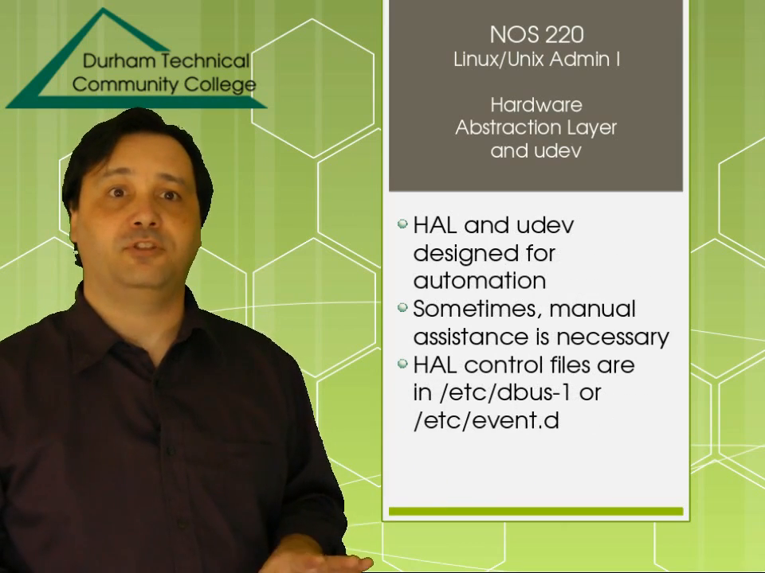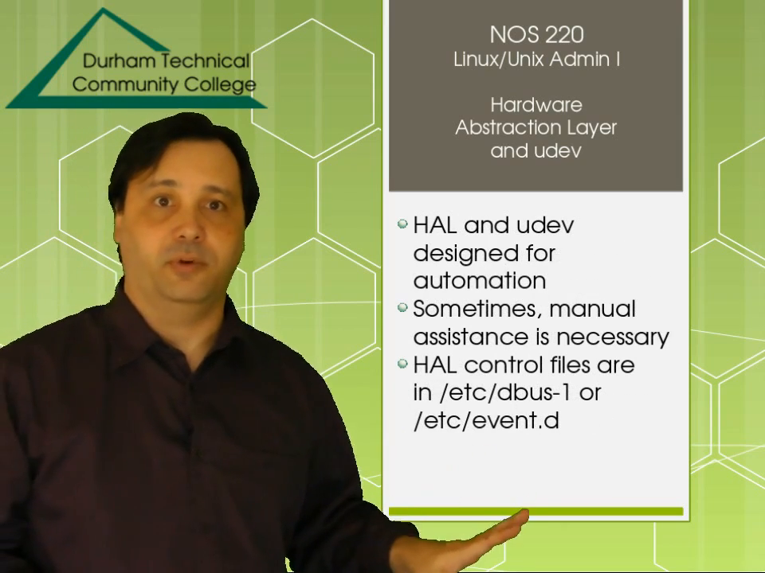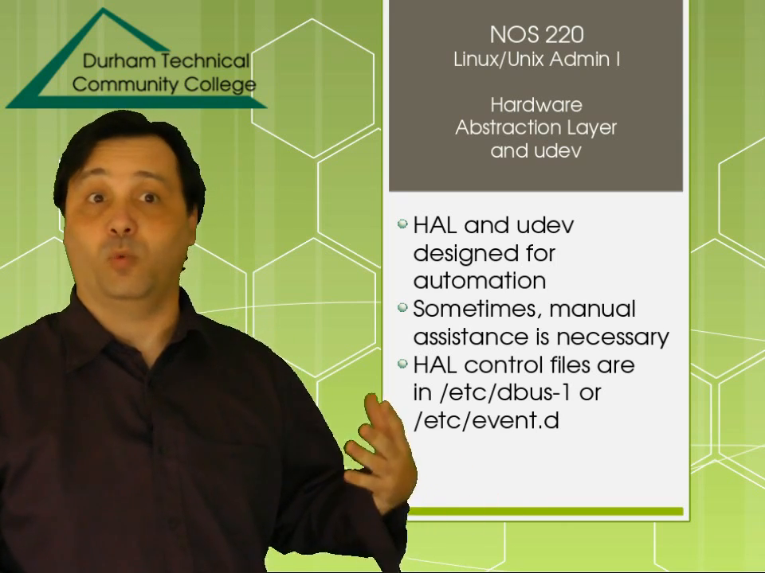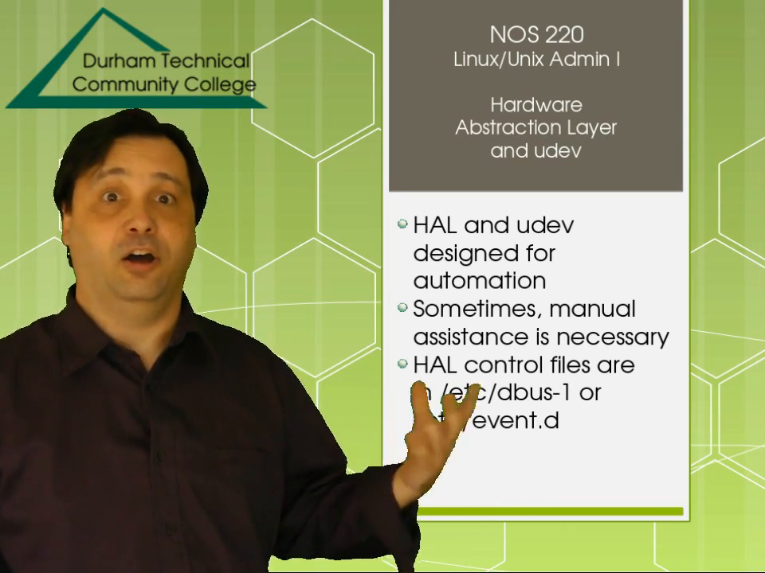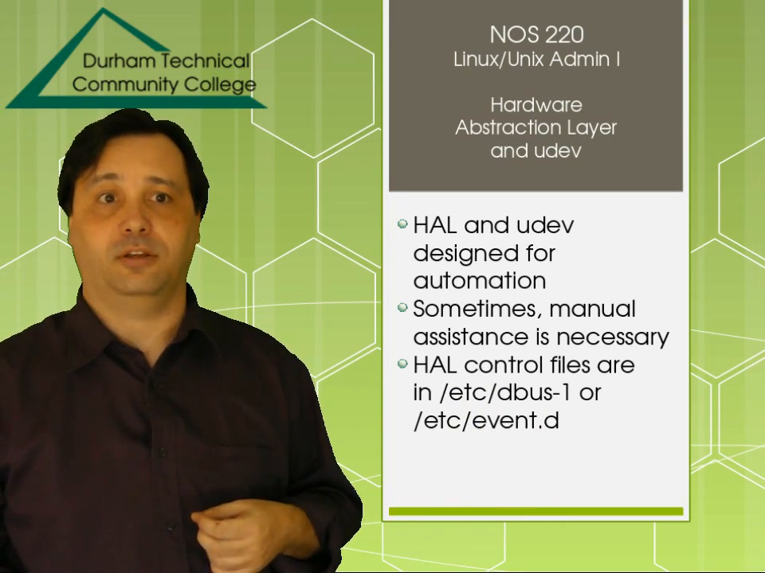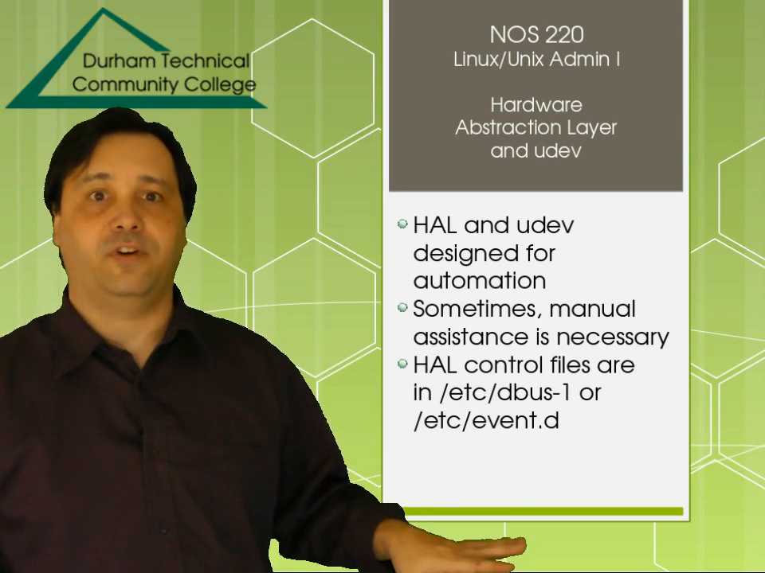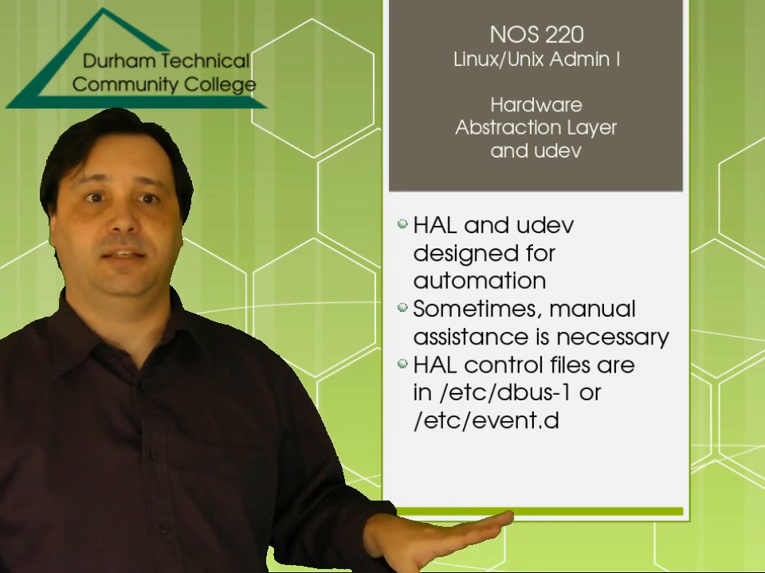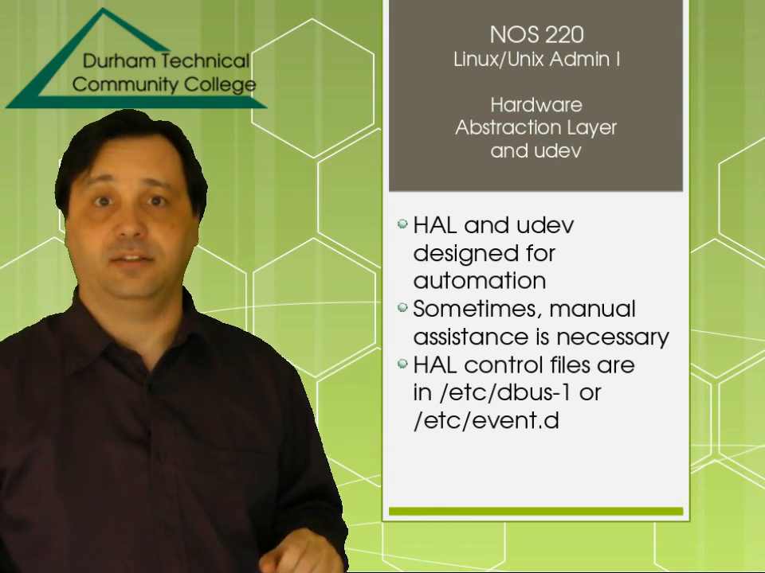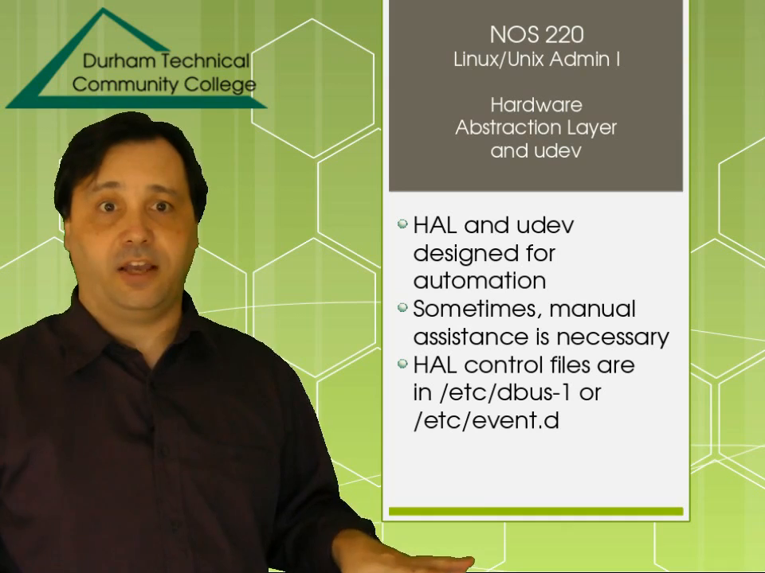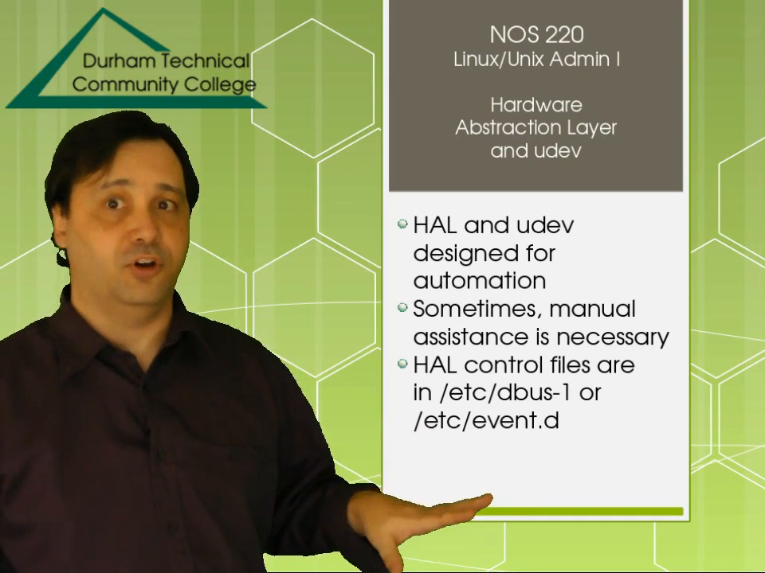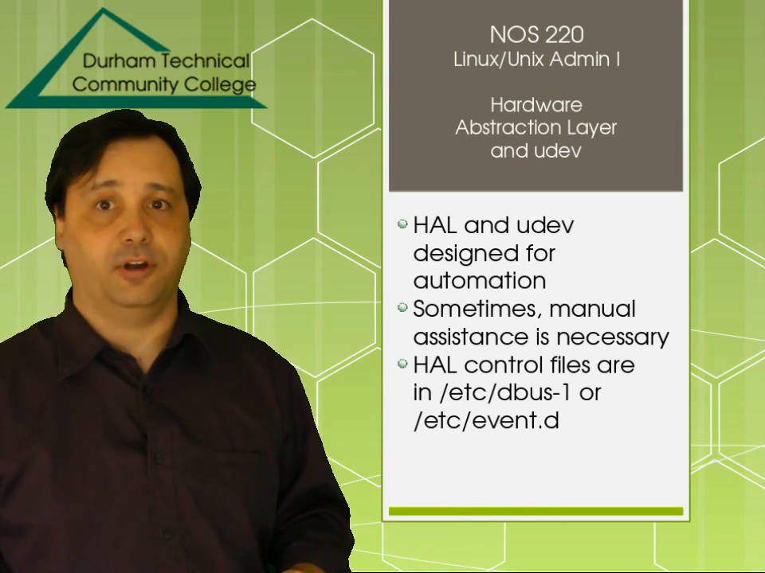Generally speaking, the administrator will almost never interact directly with HAL, but occasionally complicated hardware configuration, such as configuring wireless network devices as, say, a host access point, will require accessing the HAL system directly. The relevant files are usually located in /etc/dbus-1 or /etc/event.d. Modifying these files should only be undertaken as a last resort, but it can be useful to know where to look to find out what's going on.